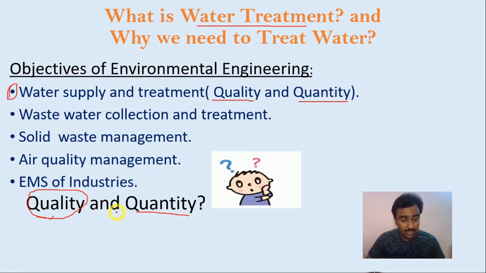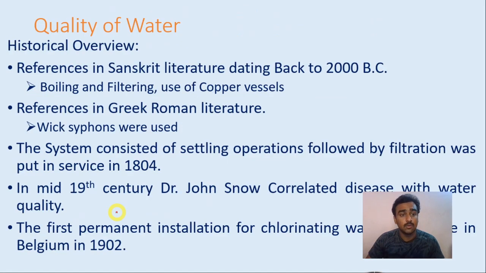In earlier days, the awareness was more on quantity, but in recent days we are more aware of the quality aspect. So let us go in depth about the quality of water. If you look into history, there were references in Sanskrit literature, that is Indian history. Going back to 2000 BC, there were references to the maintenance of the quality of water.